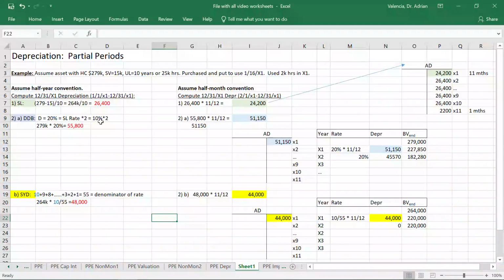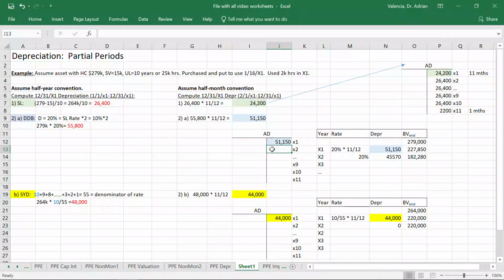Based on the original video where I introduced depreciation methods, we came up with 55,800. So here, I'm going to apply the partial period of 11 months out of 12, which gives me 51,150. I post that again to my accumulated depreciation account for X1. Again, remember this is 11 months, so it's going to go into 11 calendar years, right?